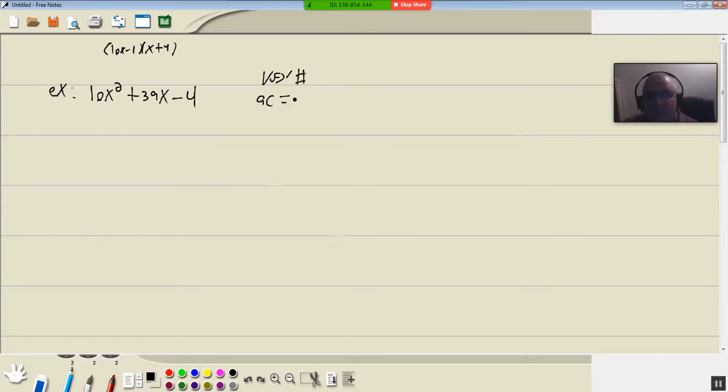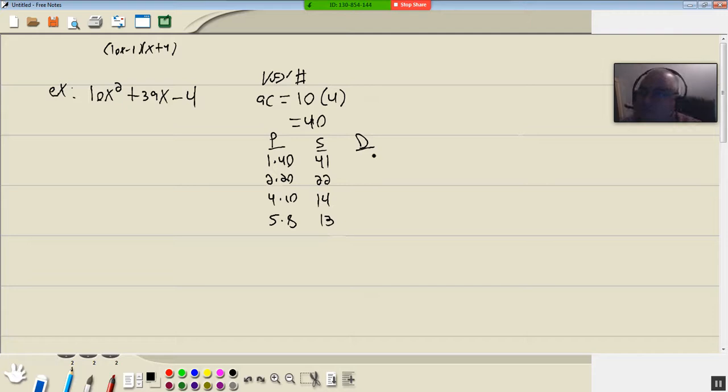Well, key number, we take our number at the beginning times the number at the end, ignoring signs. So we got 10 times 4, which gives us 40. Write down all products that give us 40. We got 1 times 40, 2 times 20, 4 times 10, 5 times 8. Add them. 1 plus 40 is 41, 2 plus 20 is 22, 4 plus 10 is 14, 5 plus 8 is 13. Subtract them. Smaller from larger. 40 minus 1 is 39, 20 minus 2 is 18, 10 minus 4 is 6, 8 minus 5 is 3.